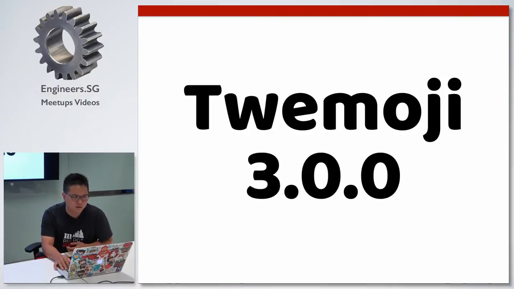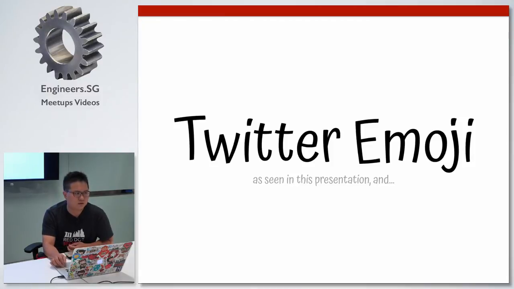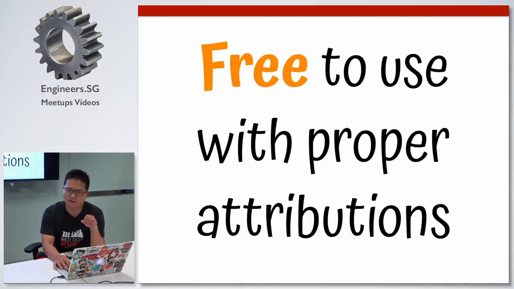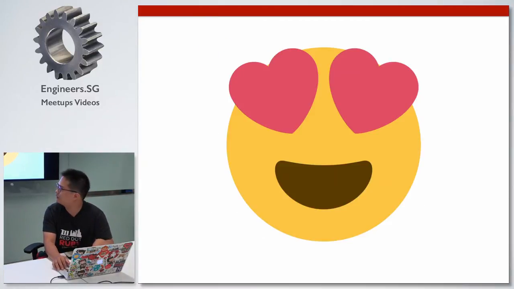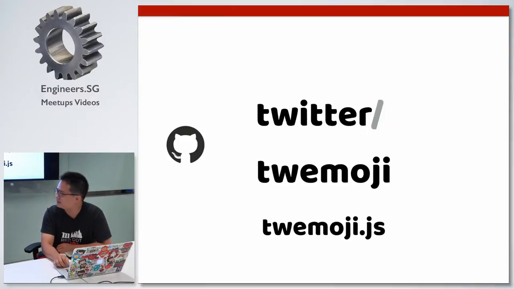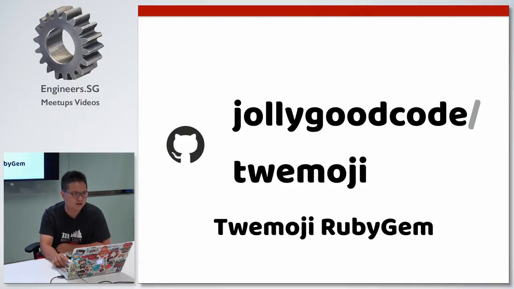I'm going to talk about Twemoji 3.0. Twemoji is the Twitter emoji. Twitter open sourced a set of emojis for you, free to use if you attribute them back, so you can have emojis in your application. This is the Twitter emoji. It's different from this Apple emoji, as you see, two different styles. And this one you can buy from Chinatown. I bought it yesterday. Twitter has Twemoji JS. You can use this JavaScript library or use this Ruby library.